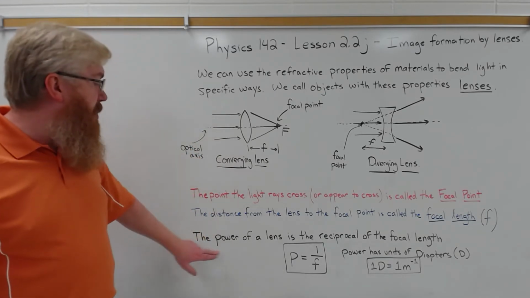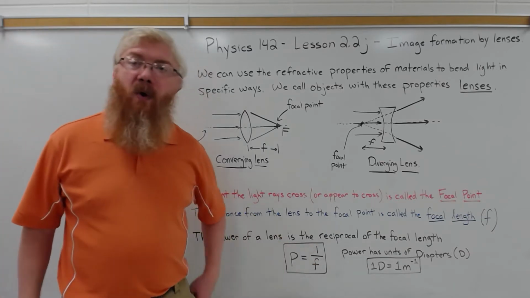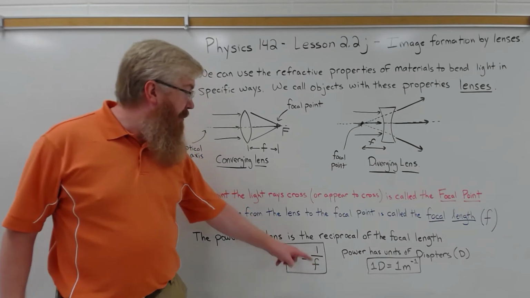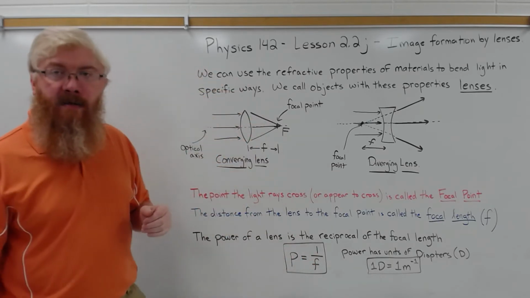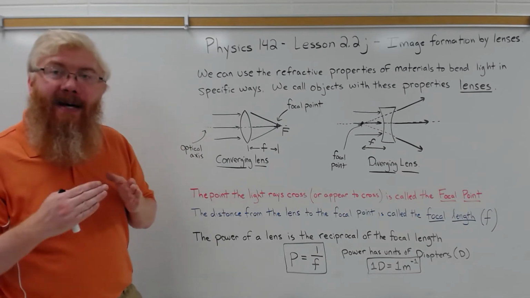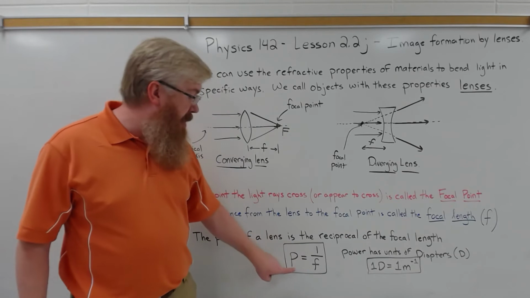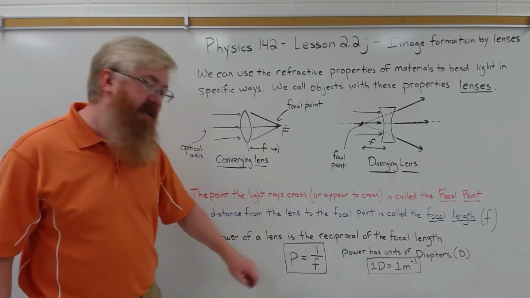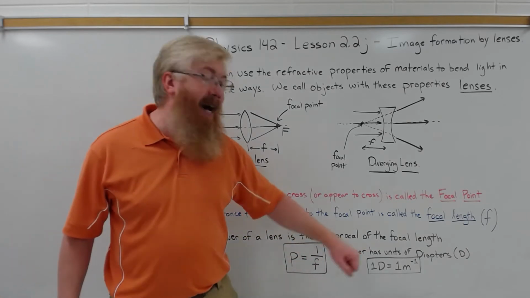This is referred to as the power of the lens. So the power of the lens is just 1 over the focal length. The smaller the focal length, the more intensely these lenses focus, the more intensely they bend the light, the more powerful the lens. So big focal lengths have low power, small focal lengths have high power, and the power has units of what are called diopters.